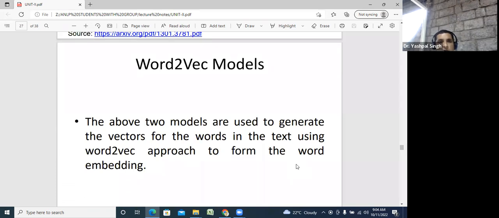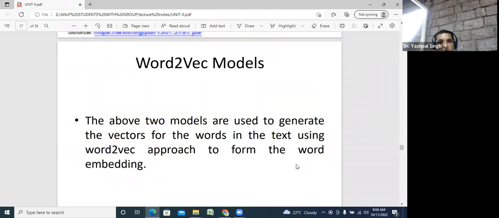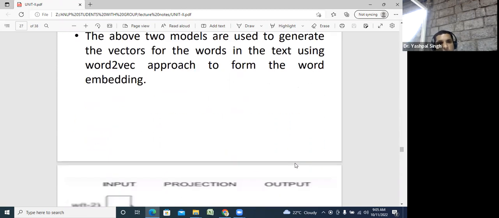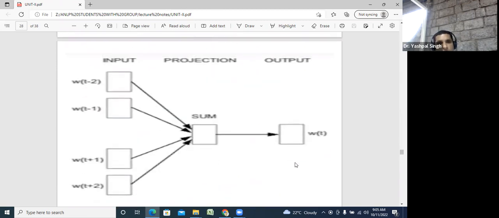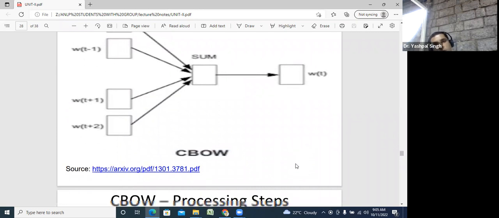Now word to vector models. Now we will discuss what goes on in the word to vector models. The above two models are used to generate the vectors for the words in the text using the word to vector approach to form the word embedding. Okay. Now that will be the same that we are using in our continuous bag of words model.